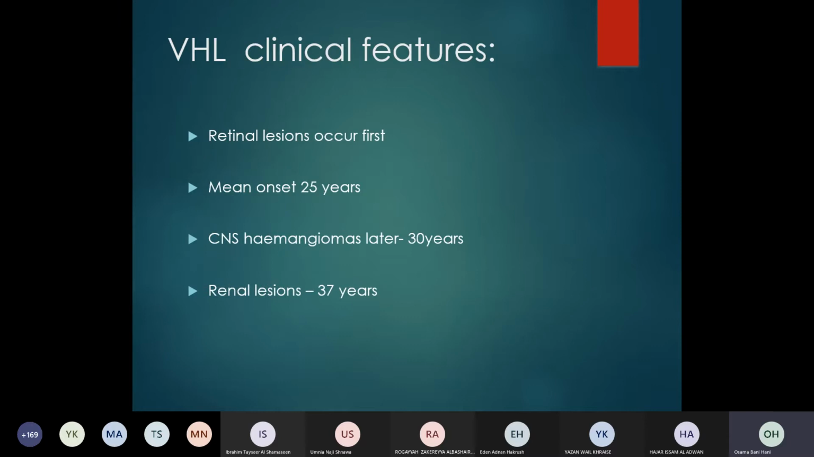Clinical features, as you look, the retinal lesions occur first. The mean onset is around 25 years of age, and most of these patients, if they have CNS hemangiomas, they occur later in life, around 30 years of age. And then renal cell tumors, and they are young, 37, because we know that the peak incidence is between 40 and 60 years of age. So if they carry the von Hippel-Lindau gene, they are more prone to tumors and early development of tumors, but fortunately they are clear cell.